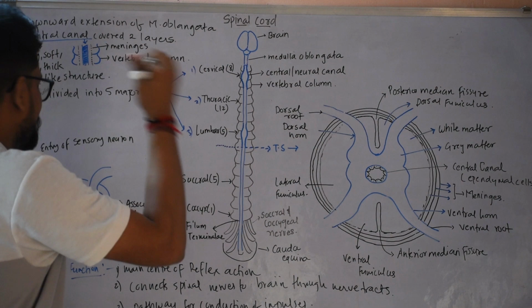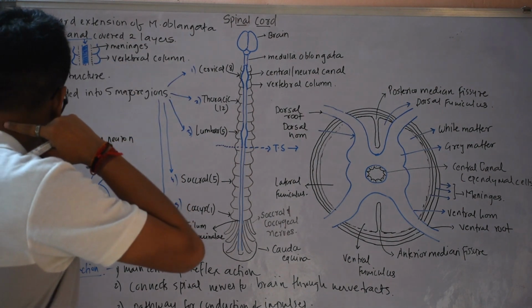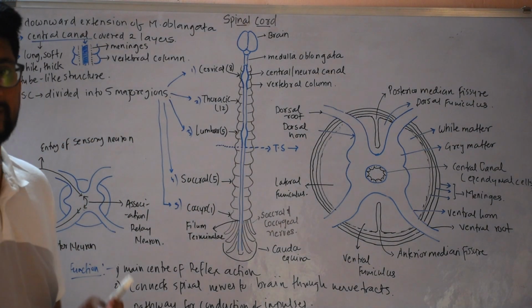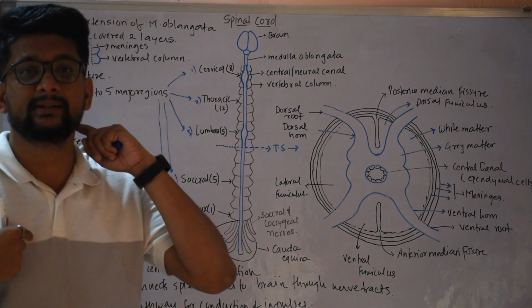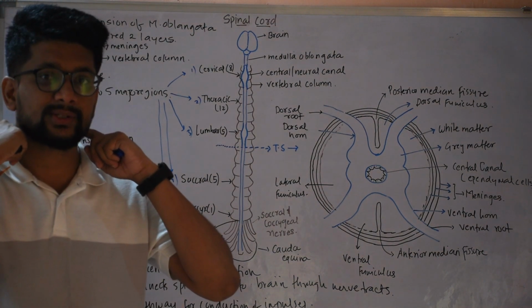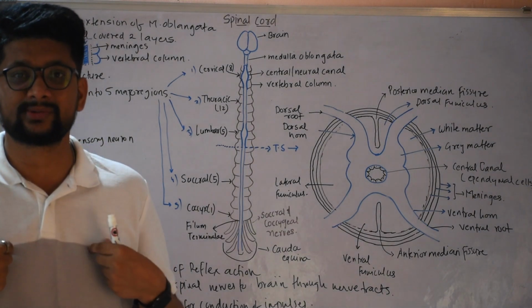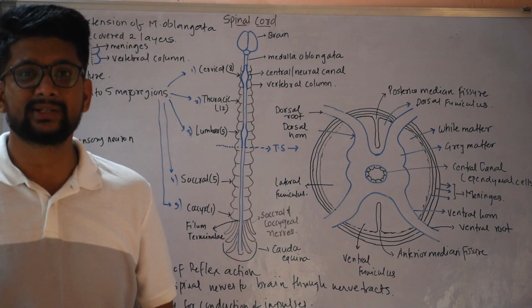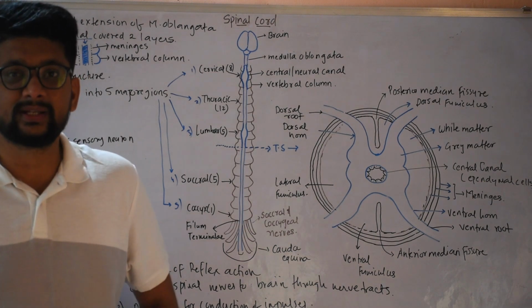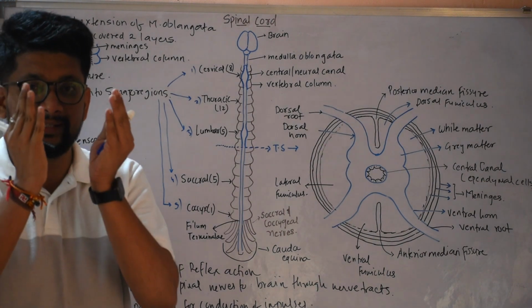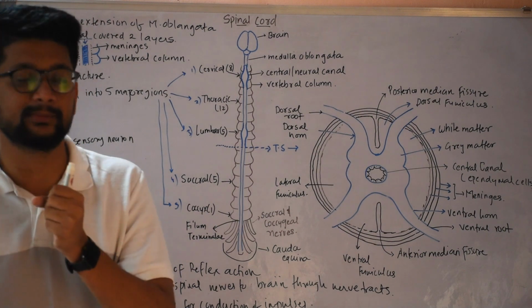Now, starting from the neck region, it means the cervical region, the spinal cord is basically divided into 5 regions. First, from the neck region, the cervical region; second, thoracic, that is the chest region; third, the abdominal region, it means the lumbar region; fourth, the sacral region, that is the pelvic region; and fifth, the coccyx region, that is the end part, which is also known as the tailbone.